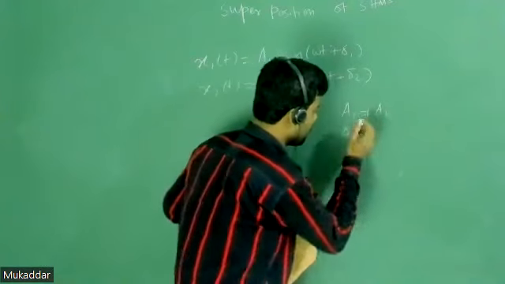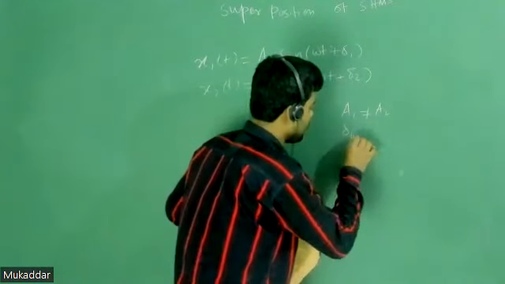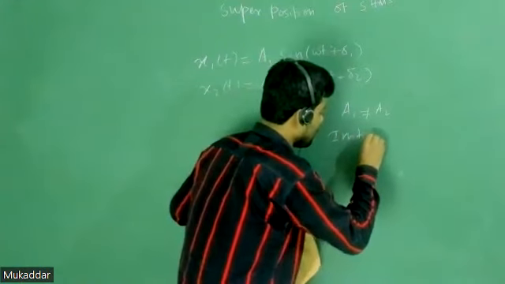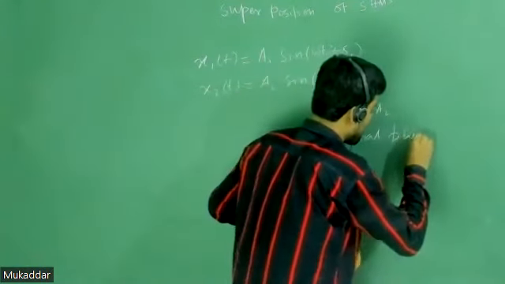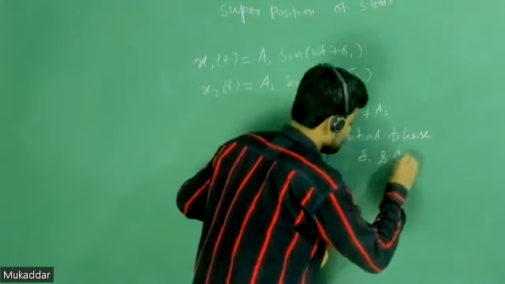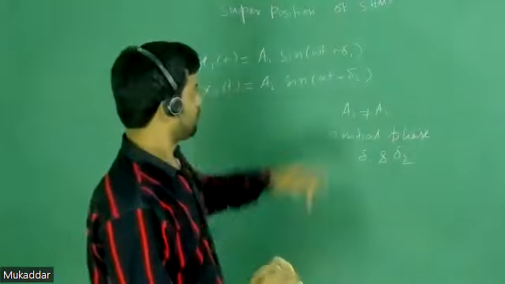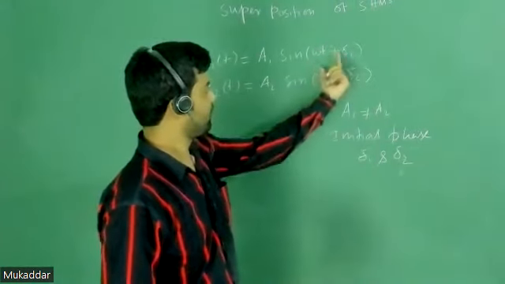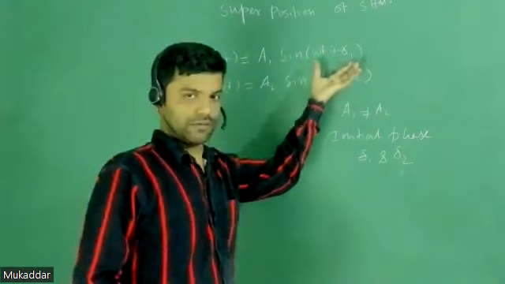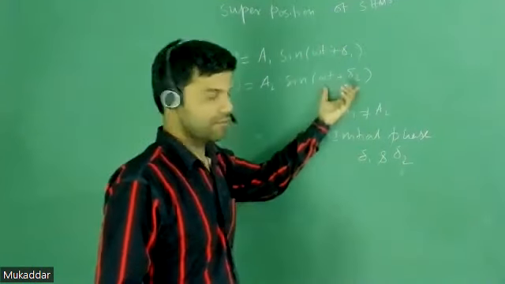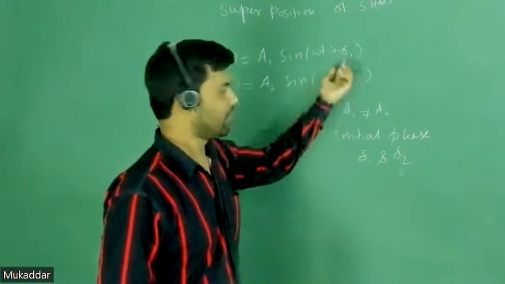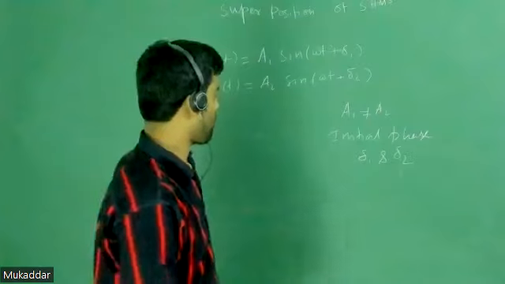Basically you have an initial phase, that was delta 1 and delta 2. If you substitute time 0, you will get some phase factor. So this is called the total phase. With time, that phase will change. Initial phase means if you substitute t equals 0, then you get the phase, that is delta 1 and delta 2.